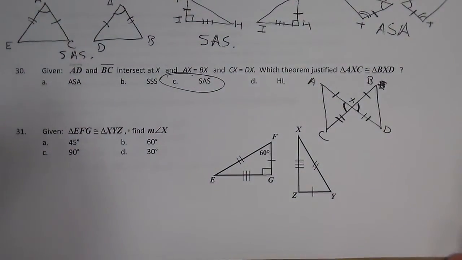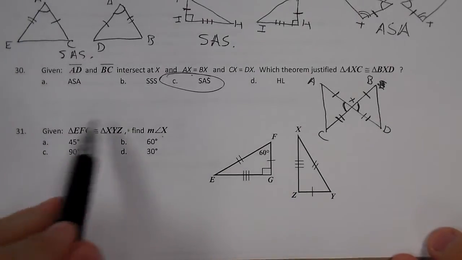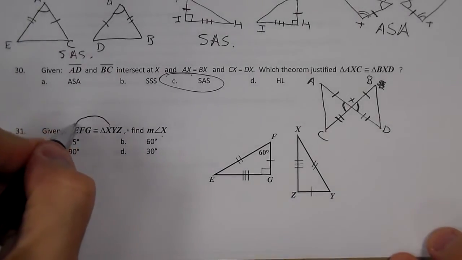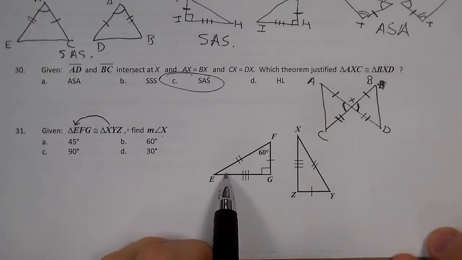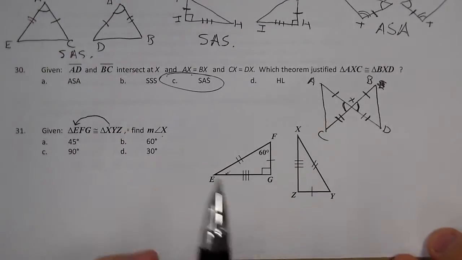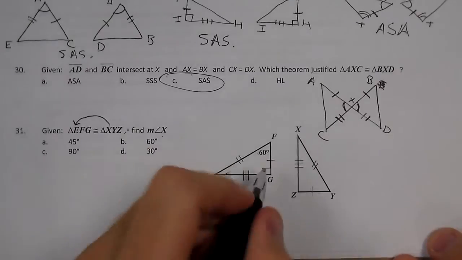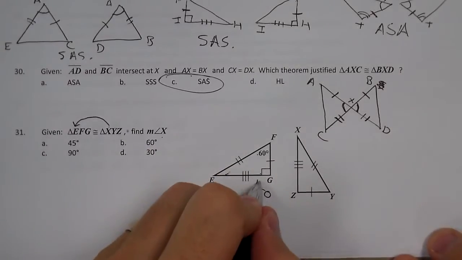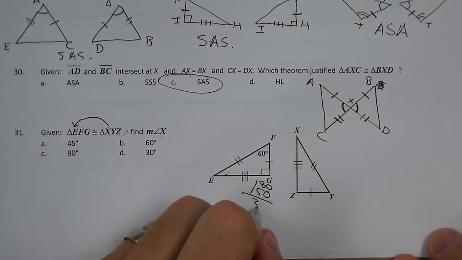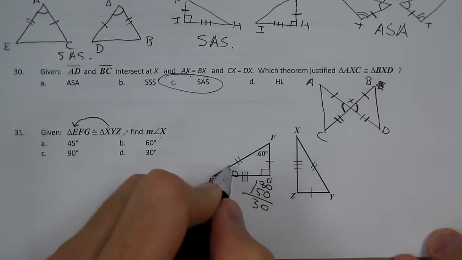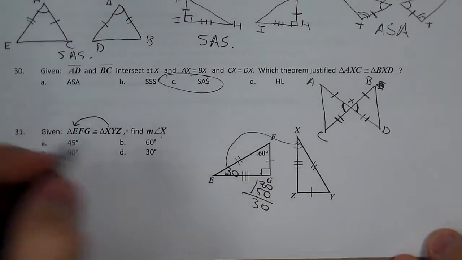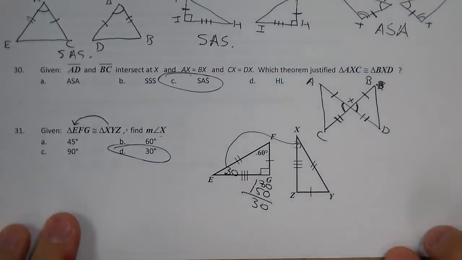For number 31, we need to find angle X. We need to find what's corresponding to X. So if I look at the name of it, X corresponds to E. So over here, I don't know the value of E yet, but 60 and 90 is 150, which from 180 leaves us 30 left over. So 30 goes to the X. We're going to call it 30 degrees.